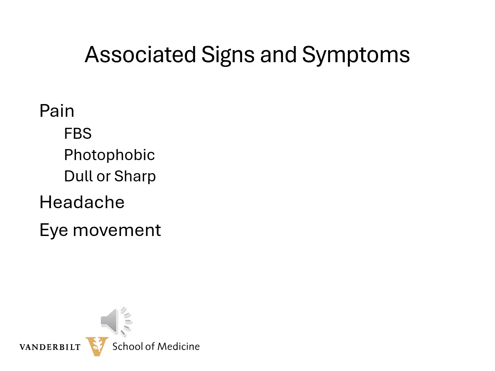And then finally, you want to know, are there any other associated signs and symptoms? Pain, either in the eye, headaches, or is there pain on eye movement? If there's pain with a foreign body sensation, that could be strictly a cornea problem. Are they photophobic? Does the sunlight really bother them, and you're going to lead down towards an inflammatory process?